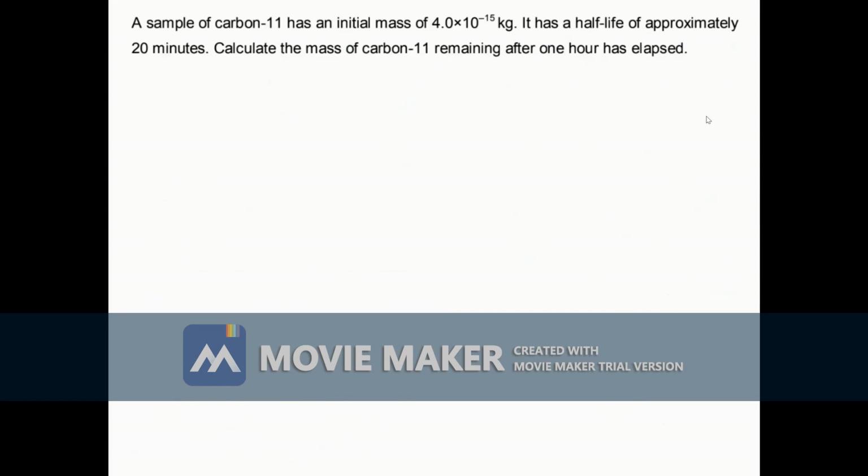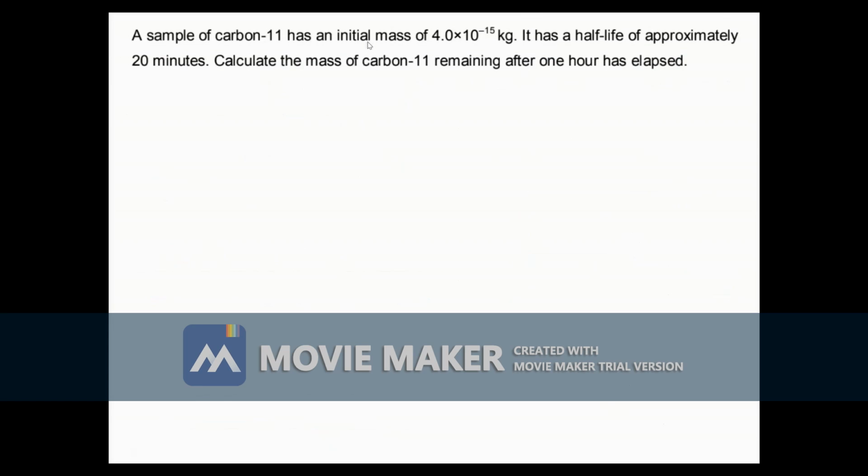So an example of this is: a sample of carbon-11 has an initial mass of 4.0 times 10 to the power of minus 15 kilograms. It has a half-life of approximately 20 minutes. Calculate the mass of carbon-11 remaining after 1 hour has elapsed.